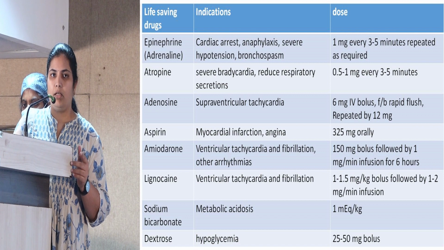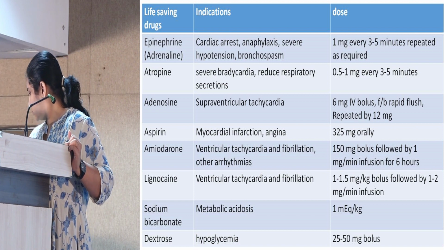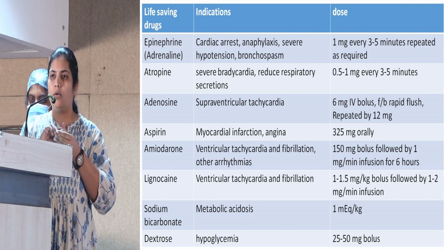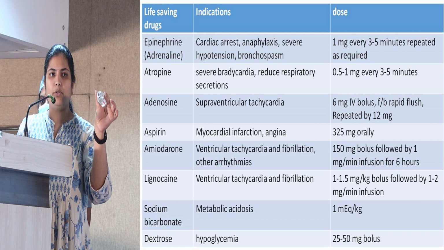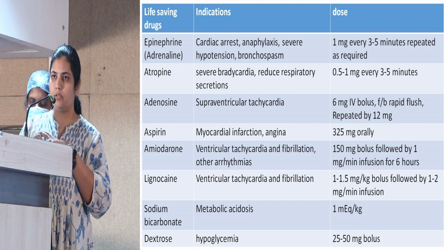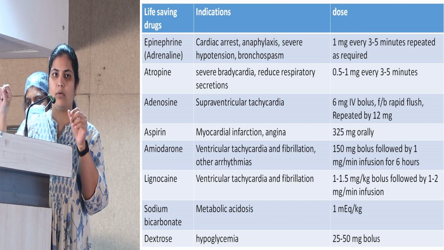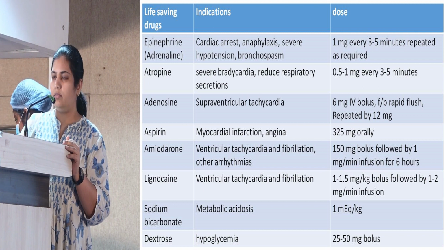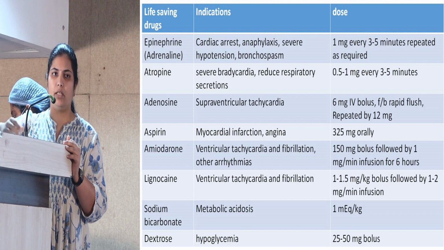Then lignocaine. All of us are well versed with the lignocaine ampule. So 1 mg or 2 mg per kg of lignocaine can also be used when there are broad complex QRS complexes in ECG and the heart rate is above 150 or 200, then we can firstly give lignocaine.